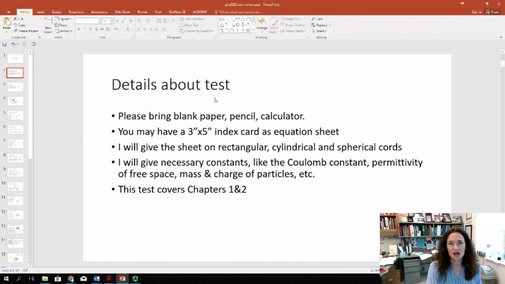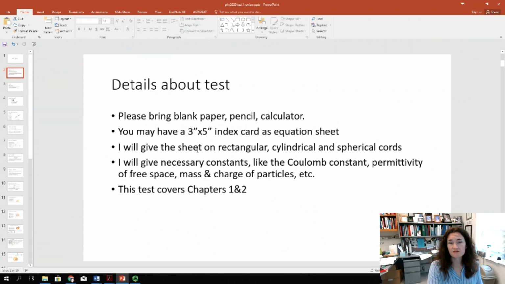Alright, so here's some ideas about the test. This is going to cover chapters 1 and 2 in your textbook, Purcell and Morin's Electricity and Magnetism, 3rd edition. Please bring blank paper, pencil, and a calculator to the test. You might not have enough space to work everything on the test that I print out. You can bring a 3-inch by 5-inch index card as your own equation sheet.